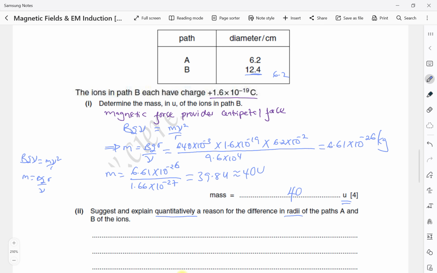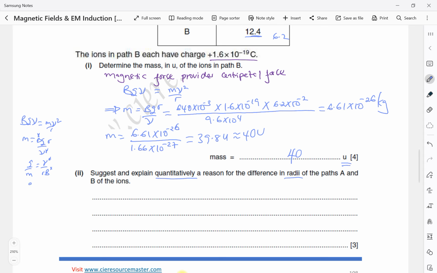They are entering with the same speed. They're entering the same magnetic field. And if they're entering the same magnetic field, there are only two possible reasons. So I can make Q over M the subject. Q over M is equal to v divided by r times B. Now that v is constant and B is constant, it means that the charge to mass ratio is directly proportional to 1 over r, or inversely proportional to r.